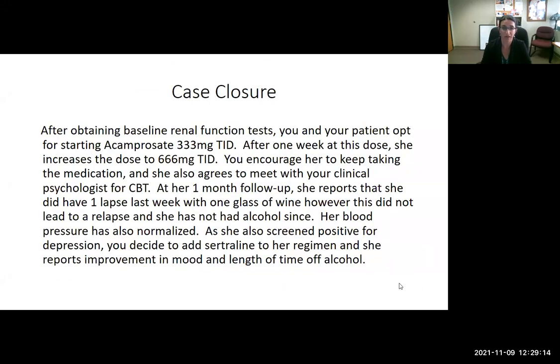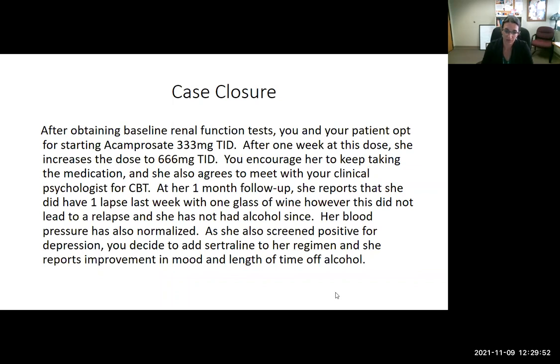So in closure on our case, we've decided to obtain baseline renal function tests because she wants to start acamprosate. And she is pretty much just going to the target dose of acamprosate, 666 milligrams 3 times a day. You encourage her to keep taking the medication, and she agrees to meet with your clinical psychologist for CBT. And at her 1-month follow-up, she reports she had 1 lapse last week with a glass of wine, but it did not lead to a relapse, and she hasn't had any alcohol since. And her blood pressure is also normalized, so that was helpful.